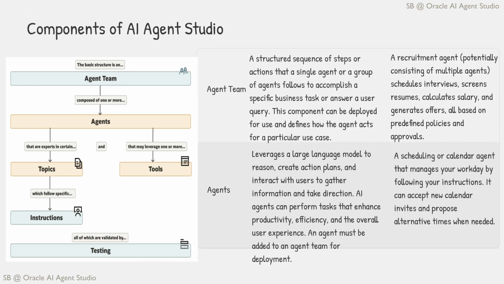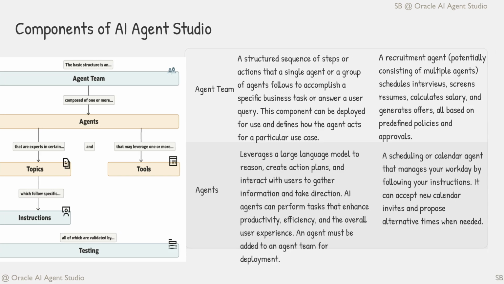Components of AI Agent Studio: agent teams and agents. Agent team is a structured sequence of steps or actions that a single agent or a group of agents follows to accomplish a specific business task or answer a user query. This component can be deployed for use and defines how the agent acts for a particular use case. Agent leverages a large language model to reason, create action plans, and interact with users to gather information and take direction. AI agents can perform tasks that enhance productivity, efficiency, and the overall user experience. An agent must be added to an agent team for deployment.